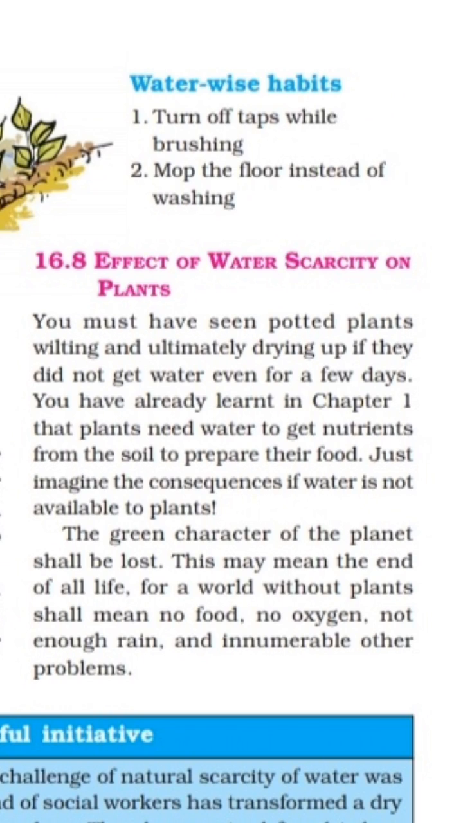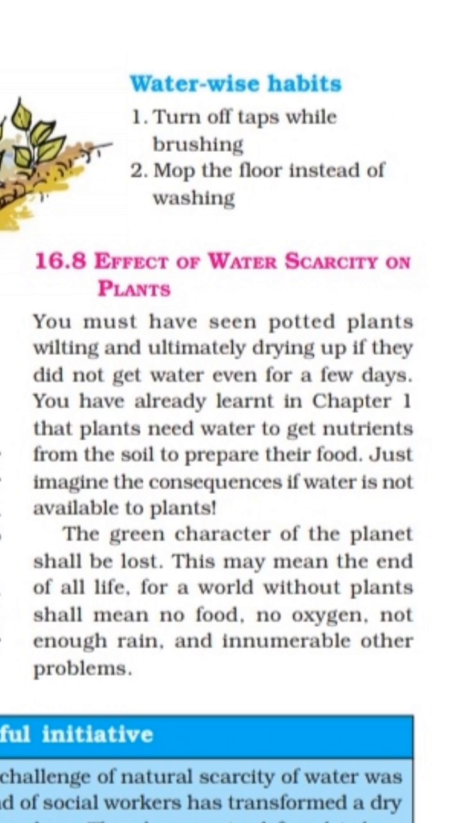Can they make their food? No. And when they are not making their food, we are not getting the food, and because of that, it means the end of life on the earth. Now see, the green character of the planet shall be lost, and this may mean the end of all life. That is the meaning, because we directly or indirectly depend upon plants.